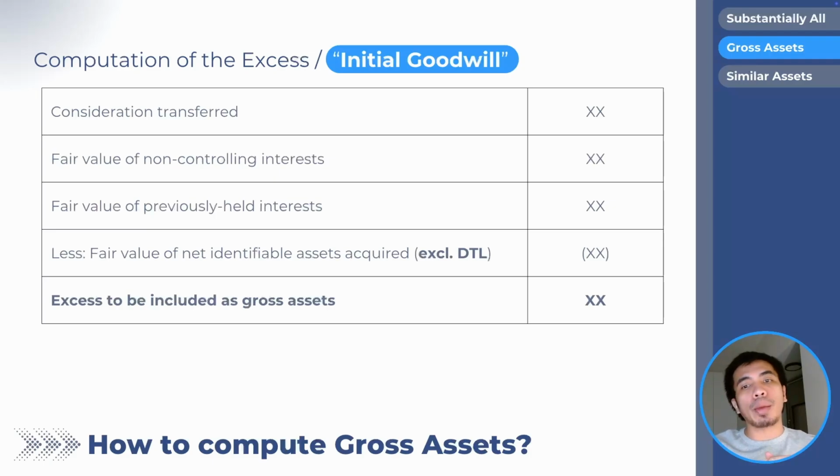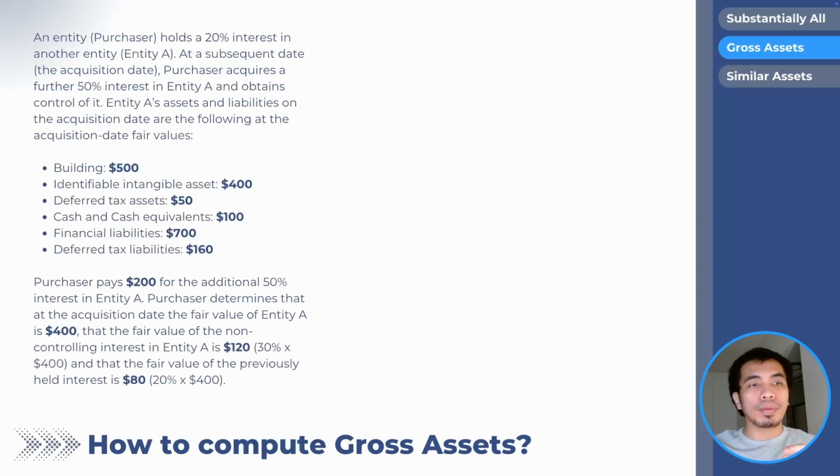So let's see a specific example. The example that I will show you is taken from the illustrative examples of IFRS 3, but I modified it a bit to include the impacts of the deferred tax asset. Let's first read through the illustrative example. An entity, we call it the purchaser, holds a 20% interest in another entity, entity A. At the acquisition date, the purchaser acquires a further 50% interest in entity A and obtains control of it. So before, there was significant influence from the 20%, and now we acquired an additional 50%, so we now have control. This is what we call a step acquisition.